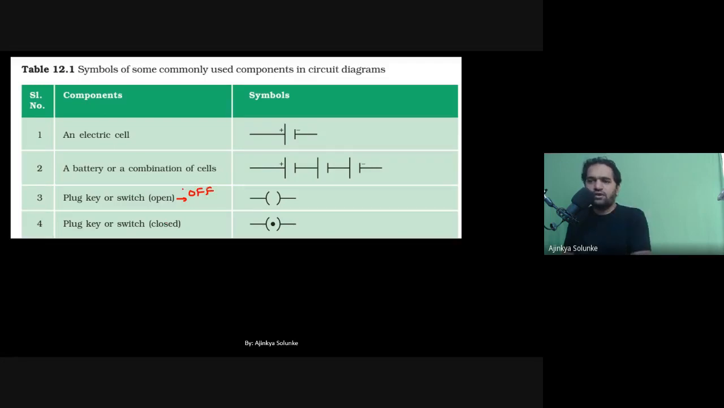Just the off condition. So it will be easy for you to remember that if the symbol is like this, the brackets are open, there is no dot in between, that means the switch is off. It's not working. The switch is open.